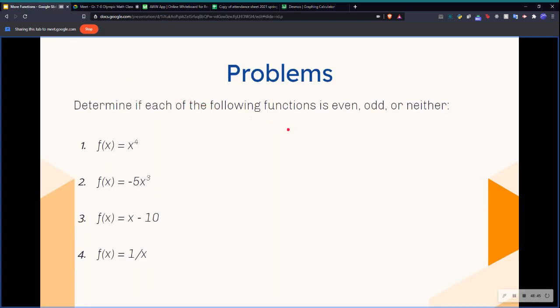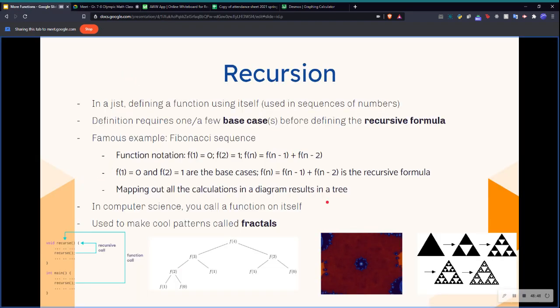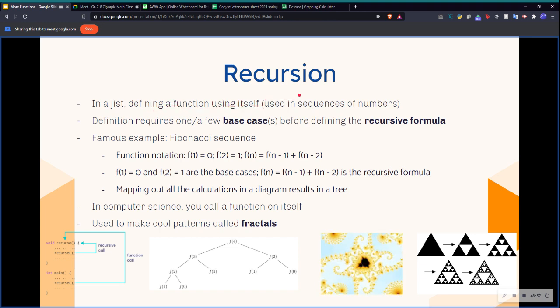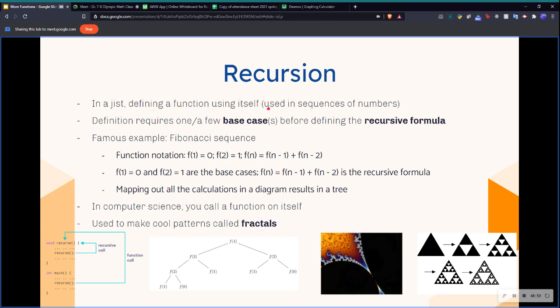Okay, now let's move on to something spicy. Let's look at recursion. It's very cool. So what does this term mean? In a gist, it just means that you're defining a function using itself. And I'll show you guys an example of what that looks like.